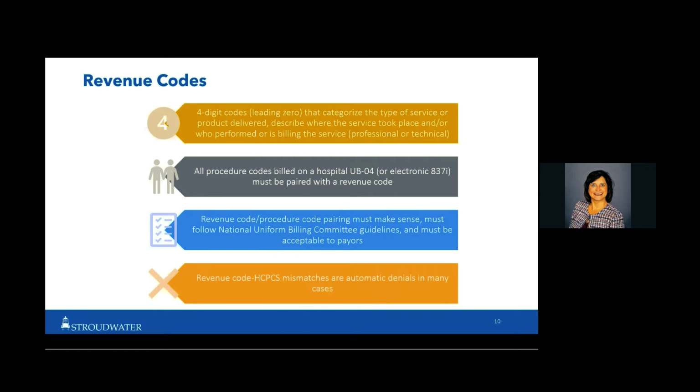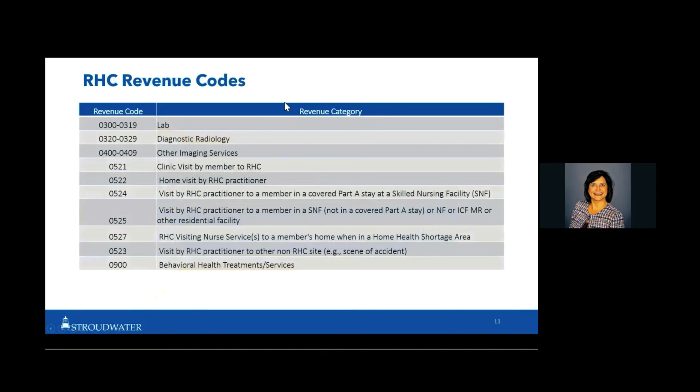Now, I know that there's a lot of words on a page, and if you're like me, you're like, well, just show me some examples, Amy. And so here are typical revenue codes that you would see in a rural health clinic setting. So you're going to see a range, and I'm going to just drop the leading zero myself, from 300 to 319, so there are 19 different revenue codes that could characterize laboratory tests. From 320 to 329, diagnostic codes. Other imaging services are typically done between 400 and 409. And then you see like the 521, 522, 524.